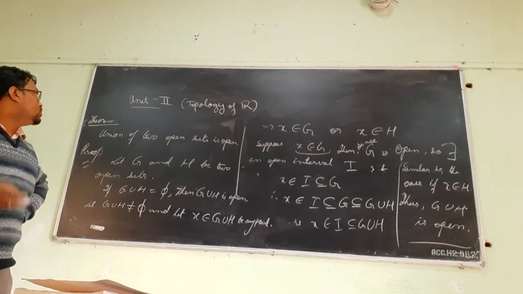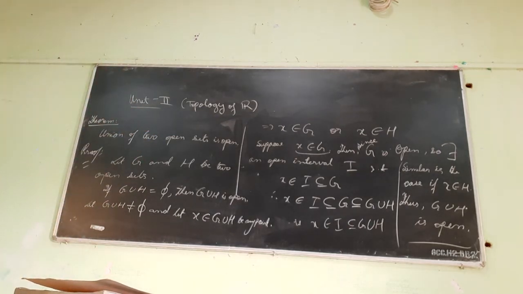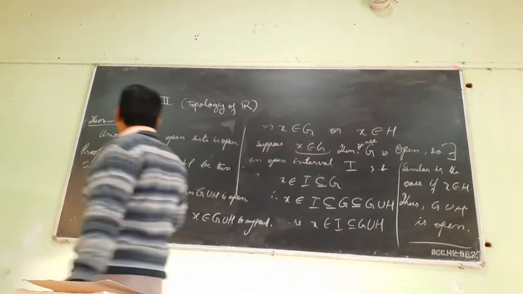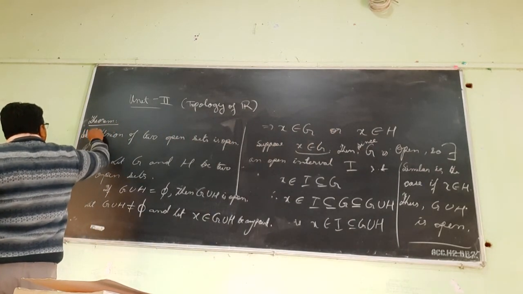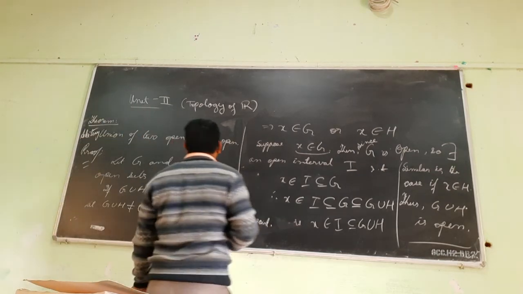We will see that not only two, actually many. If you take many open sets, thousands of open sets, then their union is also open. So that is the next result. The next result is: arbitrary union of open sets is open.